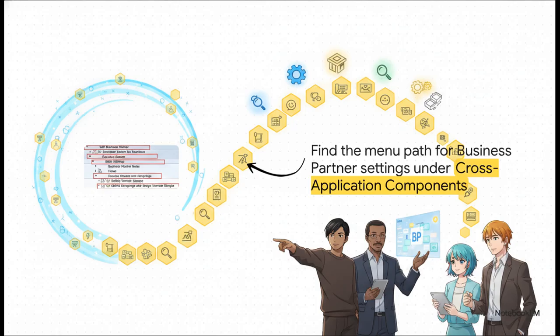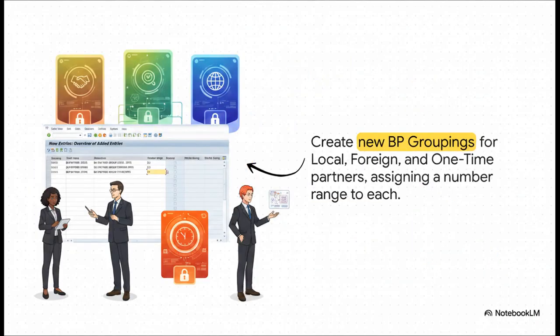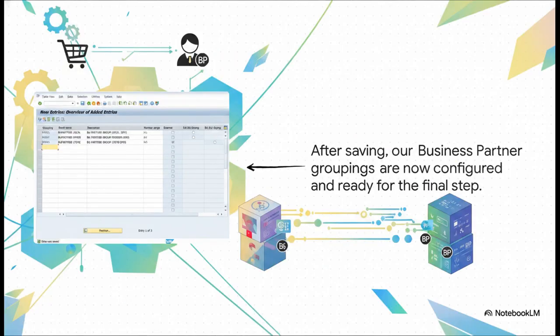That's the whole strategy. And guess what? It's going to look really familiar. We're doing the exact same thing we did before, creating new entries for local, foreign, and one-time partners. But, and this is the absolute key to making it all work, we have to assign a number range to each one. Don't skip this part. We hit save, we get the confirmation, and there we have it. Our BP structure is now built.